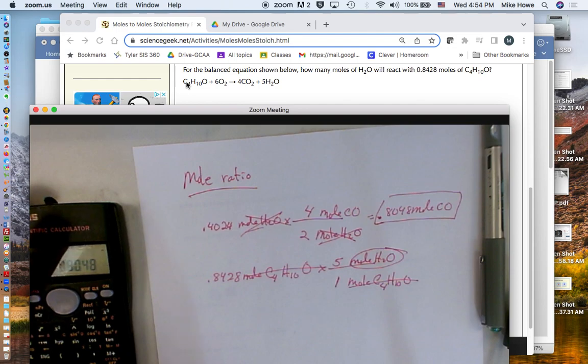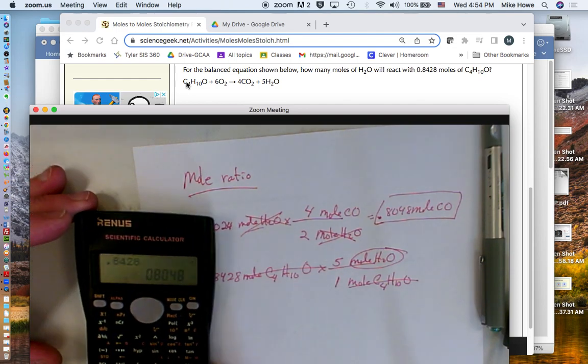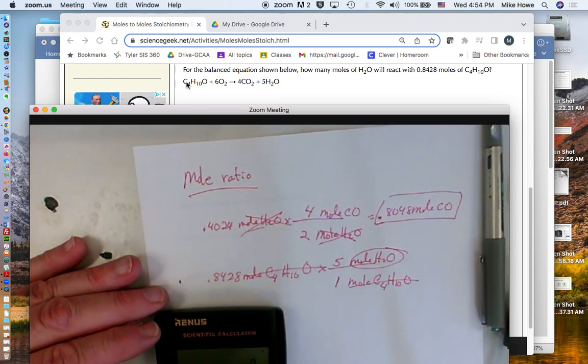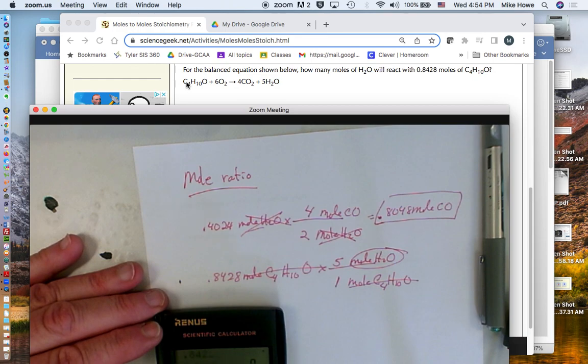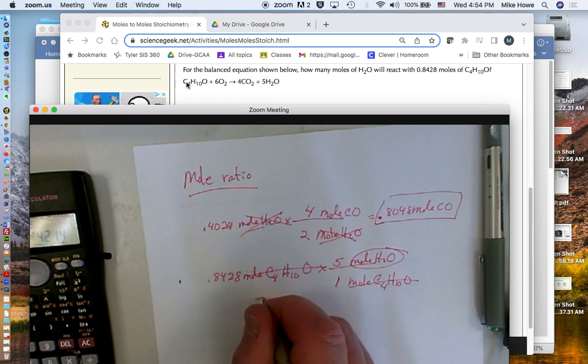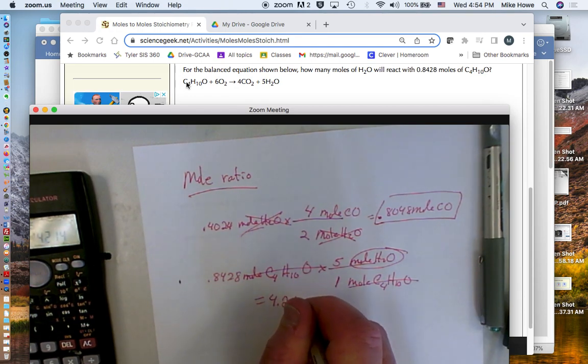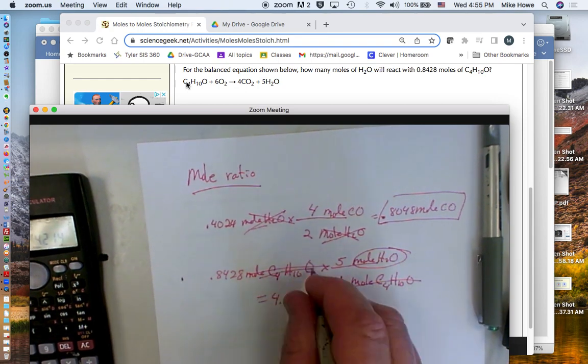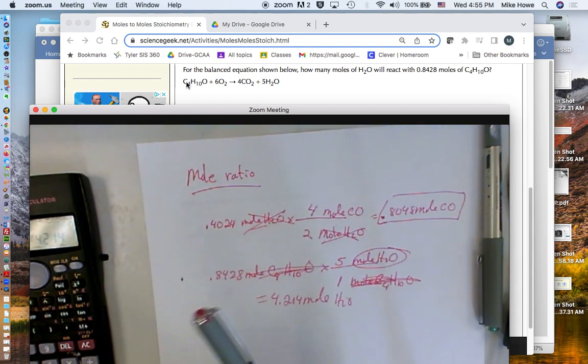The final answer is 0.8428, let me clear that out so it's not confusing, so 0.8428 multiplied by 5 is 4.214. And that unit will be moles of water because this has canceled with that.